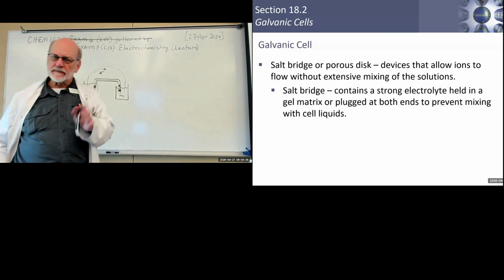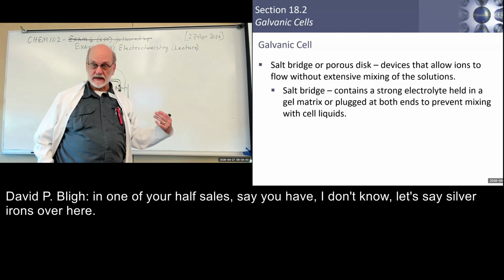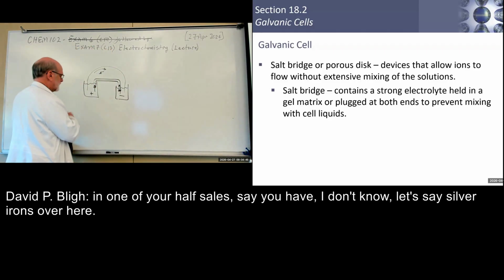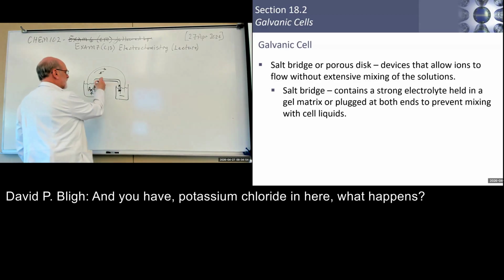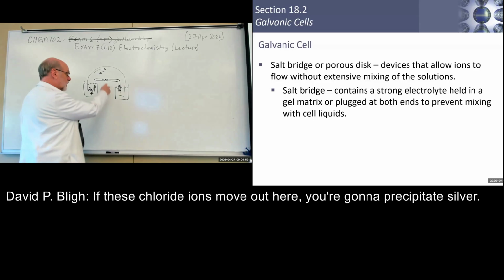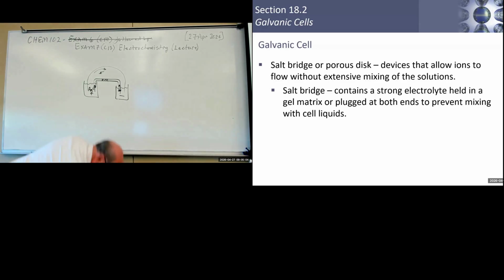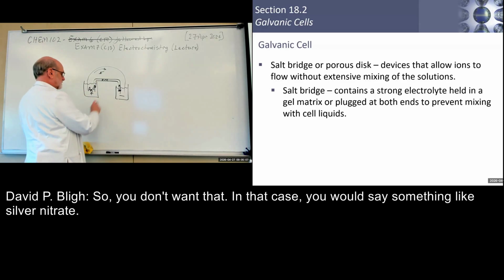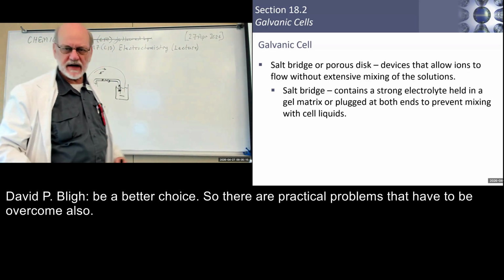There are cautions, of course. If you have silver ions in one of your half cells, say silver ions over here, right? And you have potassium chloride in here, what happens? If these chloride ions move out here, you're going to precipitate silver, right? So you don't want that. In that case, silver nitrate would be a better choice. Right, so there are practical problems that have to be overcome also.